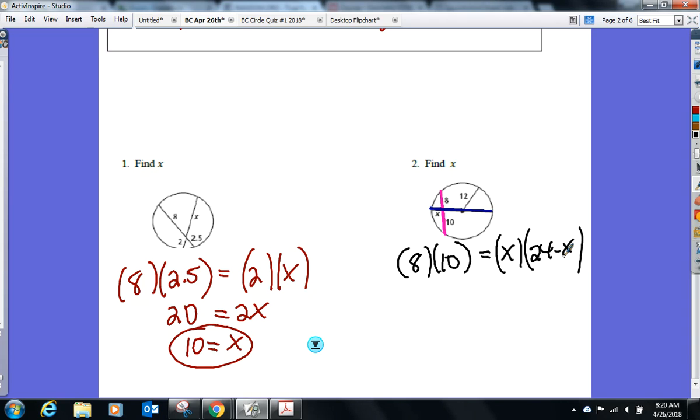Nice job. Everyone see here. 8 times 10, the product of those two segments, again, on the diameter. X times the rest of it. Everyone okay on where the 24 minus x comes from? All right, let's roll. 80 equals 24x minus x squared. Uh-oh, start crying. Tissues on my desk if you need them, because what are you going to have to end up doing here? Oh, my aching heart, honors kids factoring.